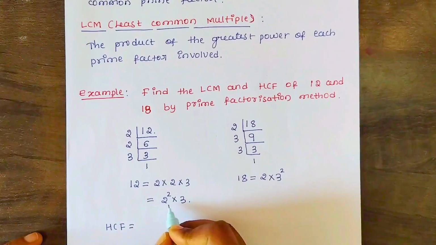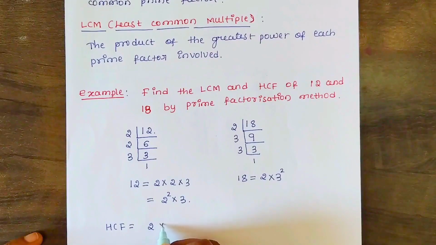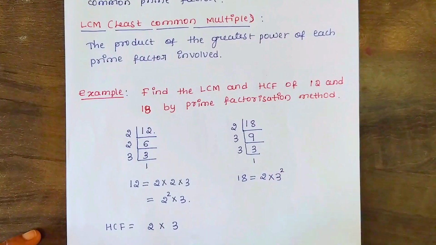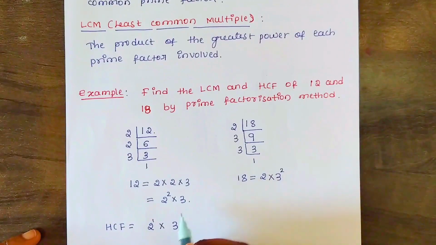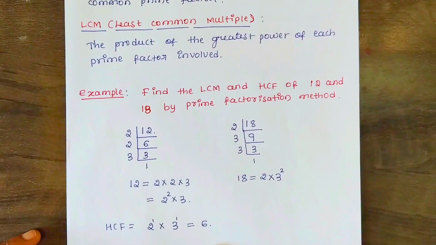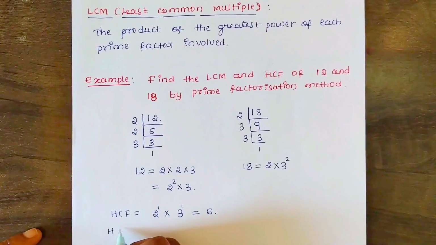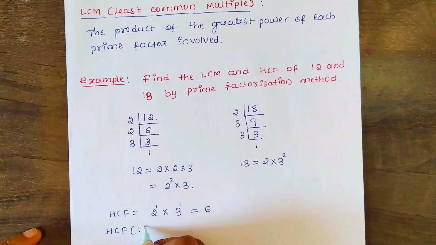So here the common prime numbers are 2 and 3, and we take the lowest power. See, for the 2, here the power is 2 and here it is 1. So the lowest power is 1. For the prime number 3, what is the lowest power? That is 3 to the power 1. So the highest common factor is 2 into 3, which is 6. So 6 is the HCF of the numbers 12 and 18. How will we write that? HCF of 12, 18 is equal to 6.